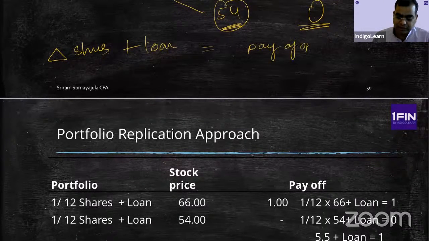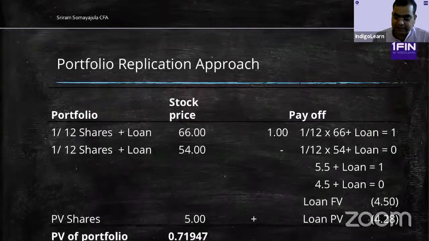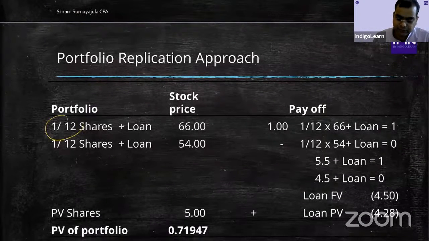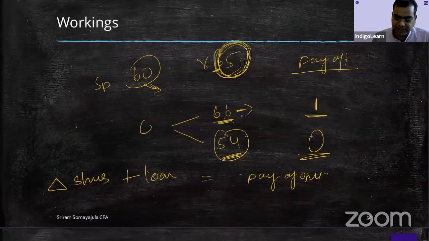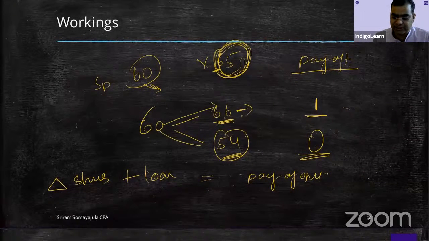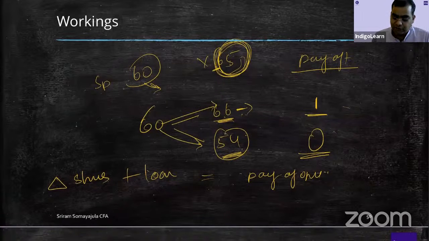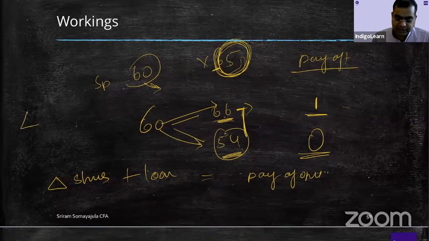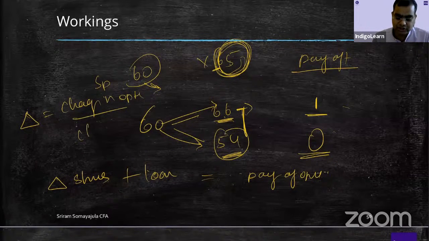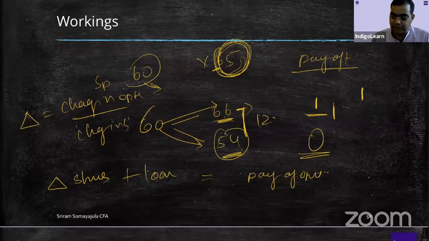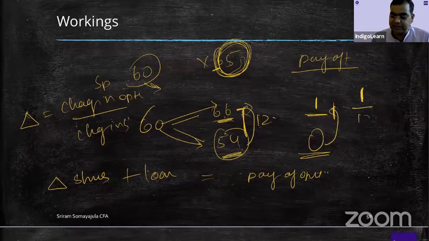How do you do that? If you take delta, what is the delta here? How do we compute delta here? Price is 60. From 60, it has gone up to 66, and from 60, it has gone down to 54. So what is delta? Delta is equal to the change in option by the change in stock. So for this 12 rupees, you've got a 1 rupee payoff. So the option value is increasing from 0 to 1 when the stock price is increasing by 12 rupees. So delta is equal to 1 by 12.